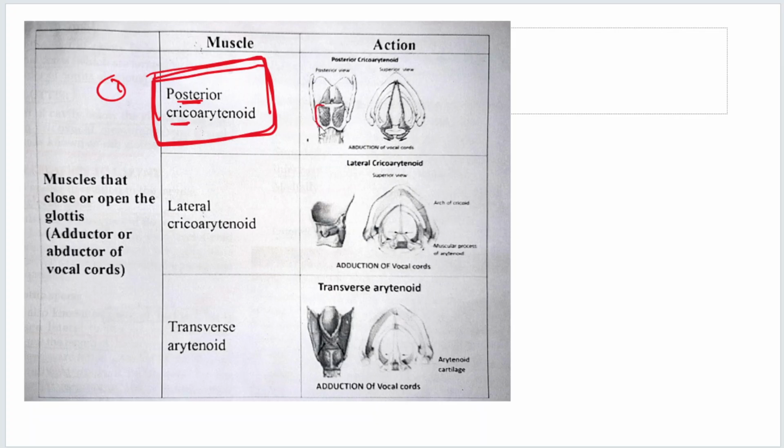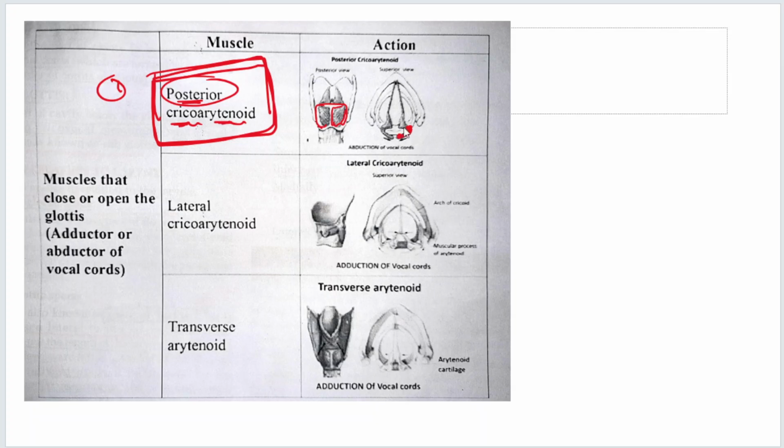This is the cricoid cartilage, okay? And it is present posterior to the cricoid cartilage. And from cricoid, where is it going? It is going to the muscular process of the arytenoid cartilage. So it is in between the cricoid cartilage and the arytenoid cartilage. Where is it present? Posteriorly. So this muscle is in between the cricoid cartilage and the arytenoid cartilage.